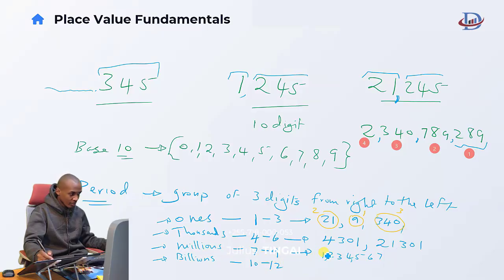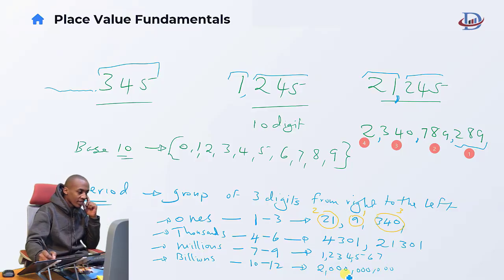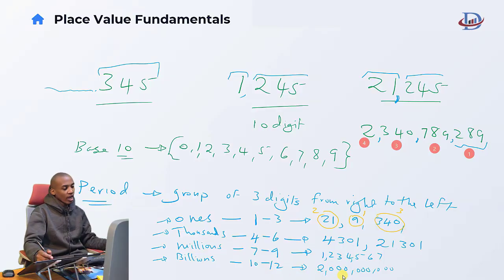You can see how many millions? It is just 1 million. The same applies to this one. We can have a number like this. You see, this number here has 10 digits and it is just 2 billion. So how do we read it?